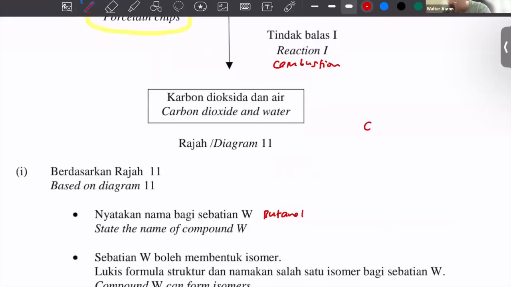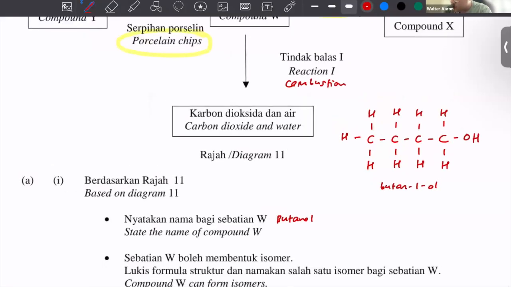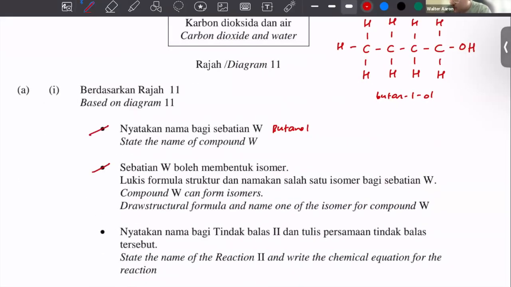I'm going to draw a very simple isomer of butanol. So I'm going to do butan-1-ol because it's much easier. So let's attach the OH at the end over here. The rest of it you just fill up with hydrogen. So we call this butan-1-ol. So done already. And state the name of reaction number 2 and write the chemical equation.